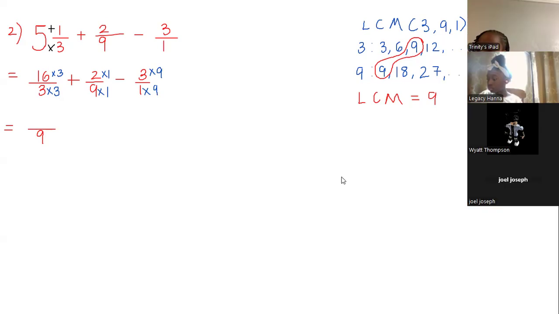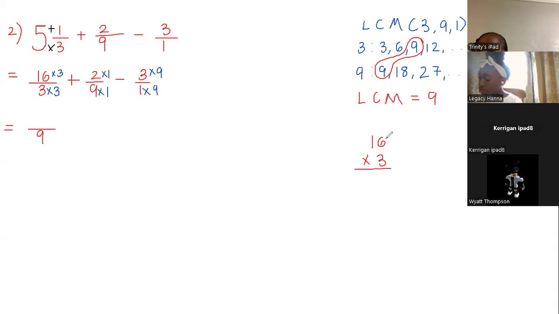We have to figure that out, right? So we're gonna, 16 multiplied by 3. 3 times 6 is what? 3 times 6 is 18. Put the 8 down, put the 1 up. 3 times 1 is 3, plus 1 is 4. Very good.